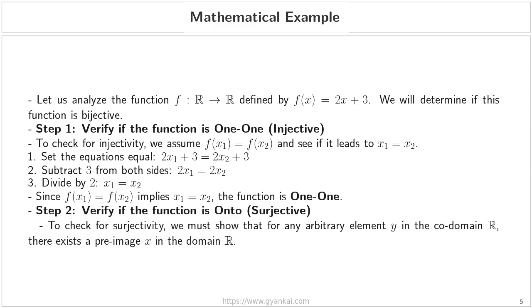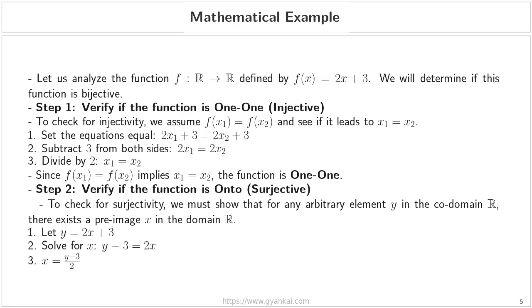Now we move to step 2, verifying if the function is onto or surjective. For a function to be onto, every single element in the codomain, which in this case is the set of all real numbers, must be the image of at least one element from the domain. To test this, we take an arbitrary element y from the codomain and see if we can find a corresponding x. We start by setting y equal to 2x plus 3.